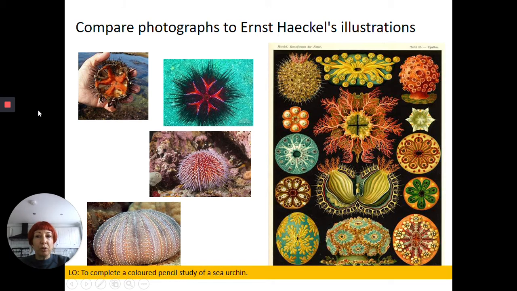Now, I've also got some photographs for you to have a look at. On the right hand side of the screen, you will see some of Ernst Haeckel's illustrations of sea urchins, and on the left hand side of the page you will see some actual photographs of sea urchins. So once again, you can make a comparison between Ernst Haeckel's work and the actual real life sea urchins, and then we talk about the word again of his work being very realistic.